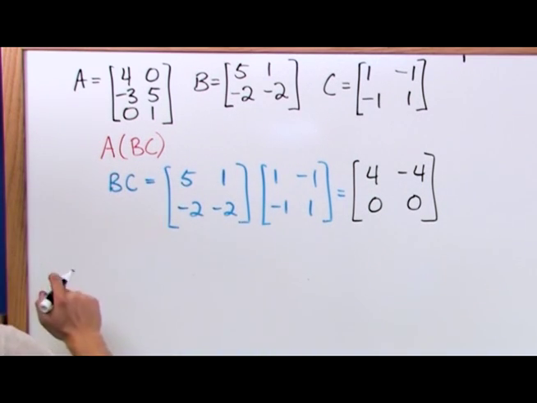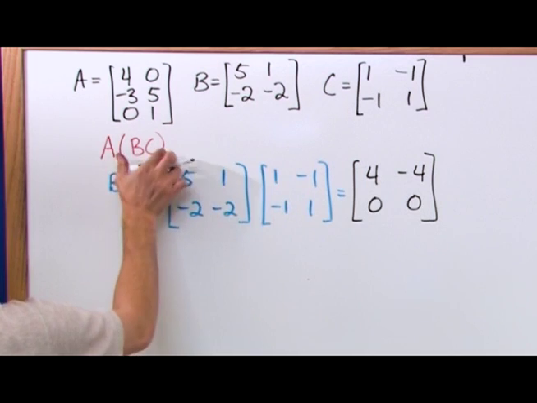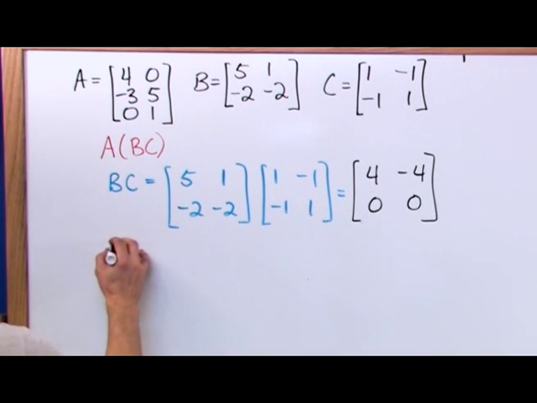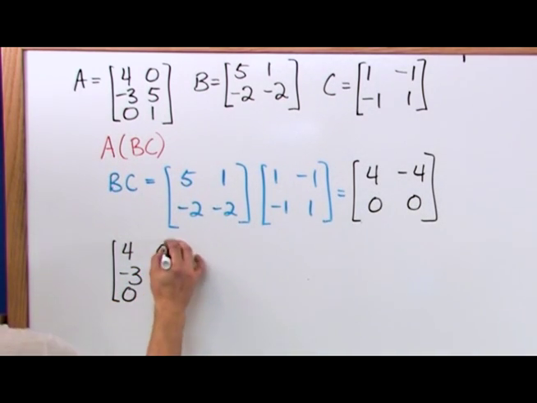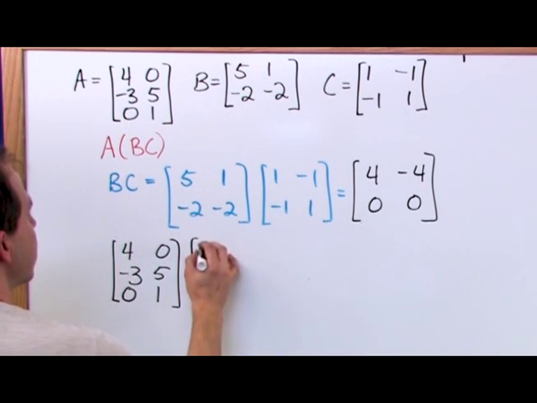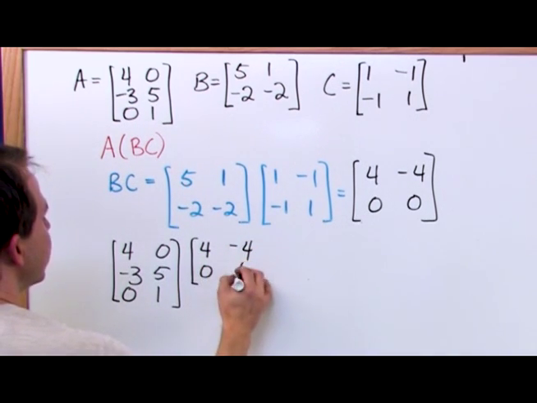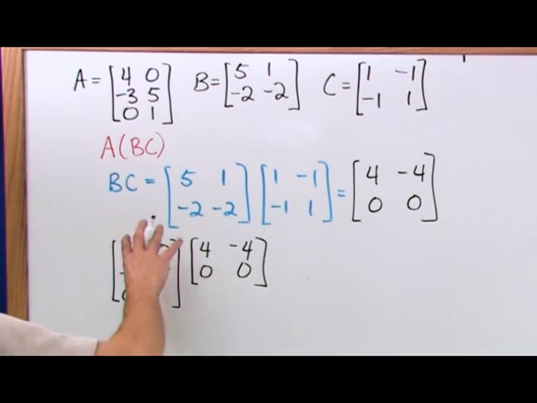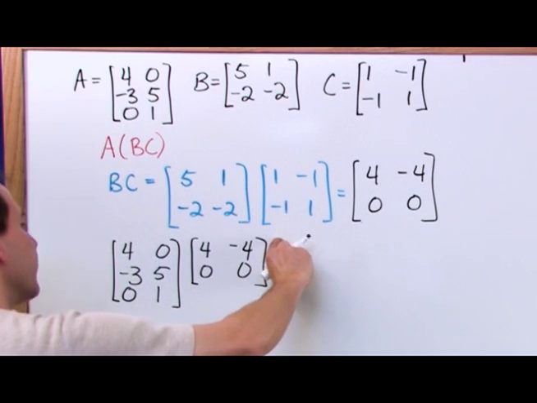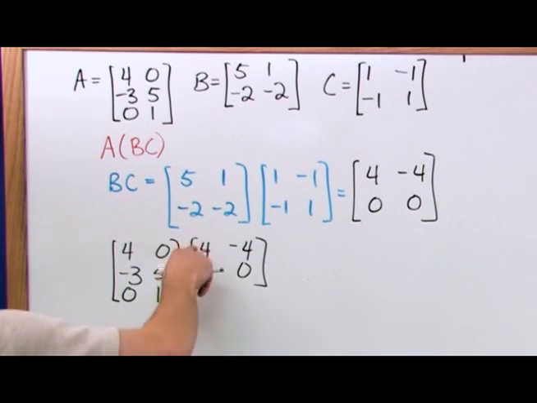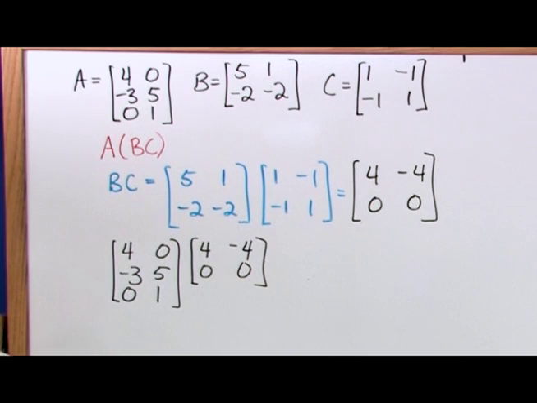So continuing the math here, what we need to do is find A times this, which we just found. So that's going to be equal to 4, 0, negative 3, 5, 0, 1 multiplied by 4, negative 4, 0, 0. And again, it is very important that you do it in this order. A times the product of B, C. If you accidentally flip these around, you may find out that it's not possible to multiply them, or you may just get the wrong answer, depending on what the matrices are. But here we can multiply them because the number of columns is equal to the number of rows. In other words, as you go over and down, you're going through the same number of numbers, so the multiplication works. So you can do this one.